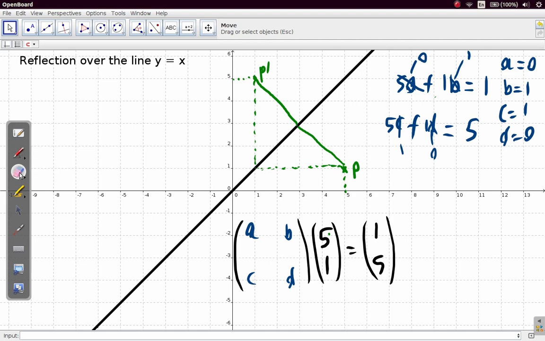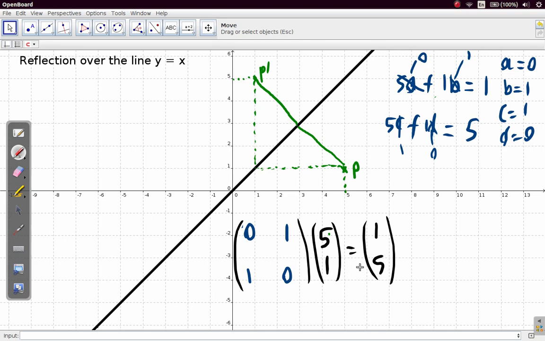Now, let's test it and see if that's really going to be the case. So A is 0, B is 1, C is 1, D is 0. So 0, 1, 1, 0. Let's see, 0 by 5 plus 1 by 1 is 1. 1 by 5 is 5 plus 0 by 1 is 5.